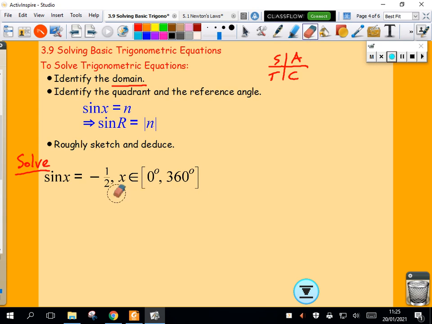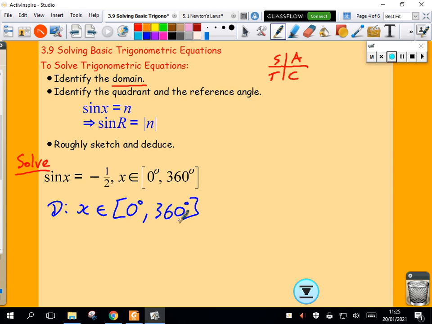So we're going to try to solve this. The first thing is to identify the domain. The domain is given. Let me write it out here. The domain is x belonging to the interval from 0 degrees to 360 degrees. So any number between 0 and 360 degrees could be the answer here.